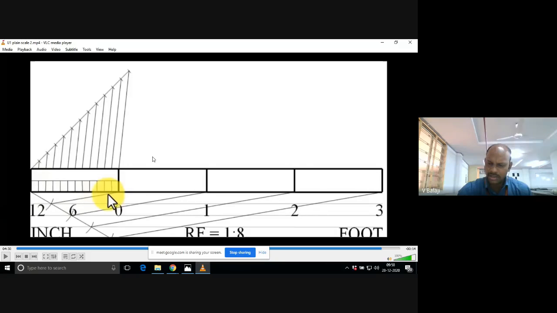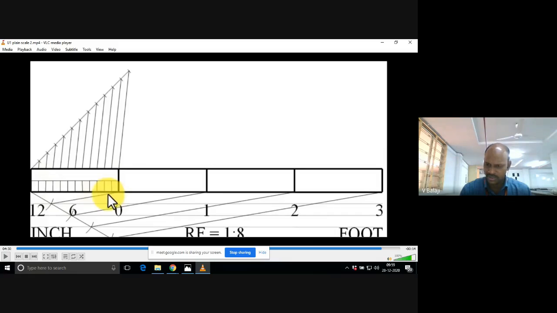In this way, you can mark any value. Suppose I have given you 0 feet 8 inches. Can you mark 0 foot 8 inches? Yes, sir. So at 0 you need to draw a vertical line, and at the 8th inch you need to draw a vertical line. The small distance is the required value. Okay, is it clear? So we have applied this plane scale for measuring length.